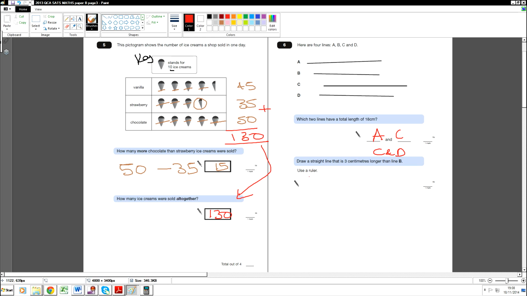Okay, next. Use a ruler and draw a line 3 centimeters longer than line B. So how long should your line be? 10.5 centimeters long. You need to draw a line 10.5 centimeters long. And that's the end of that question.